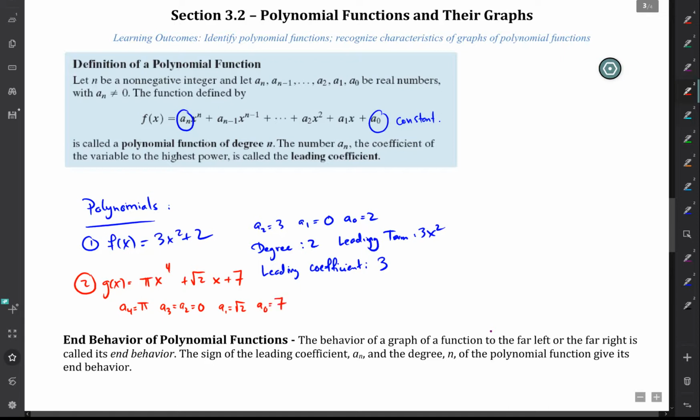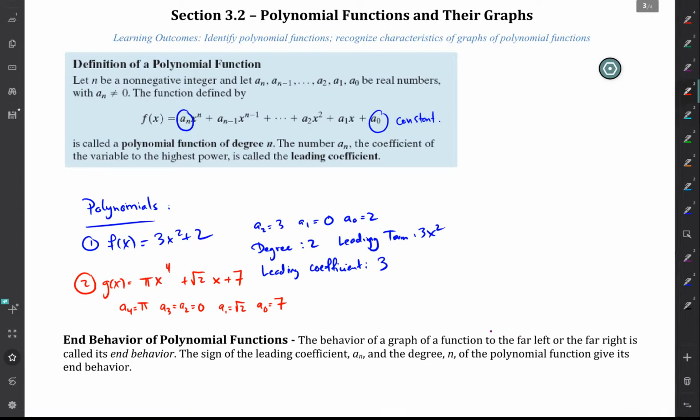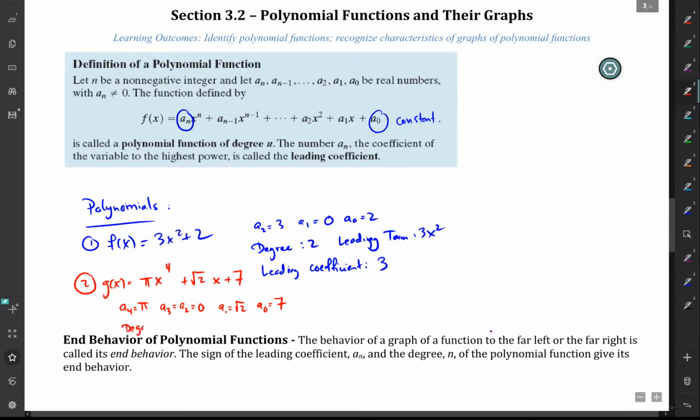Okay? So here the important thing is that the powers of x are positive integers, and the coefficients are real numbers. So this is also a polynomial. We say it has degree 4 because the leading term is pi x^4, and the leading coefficient is pi.